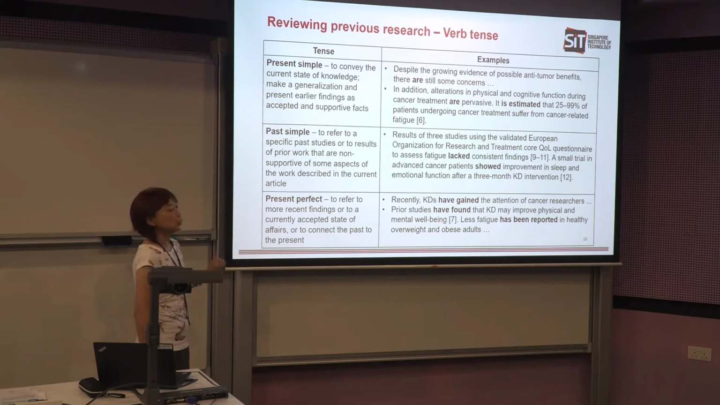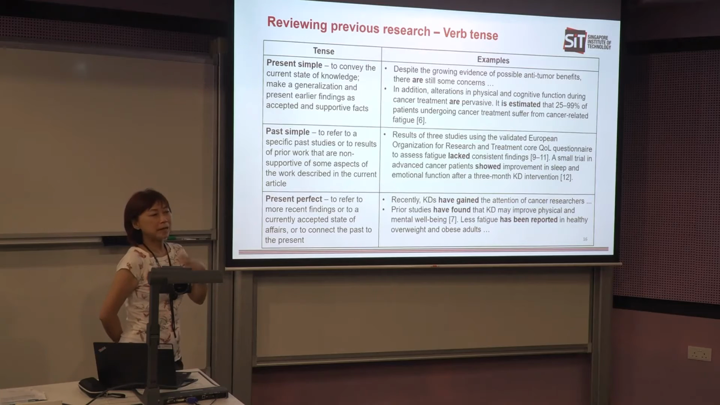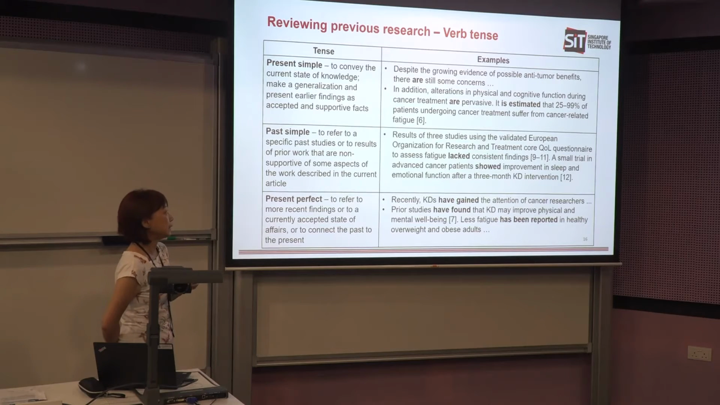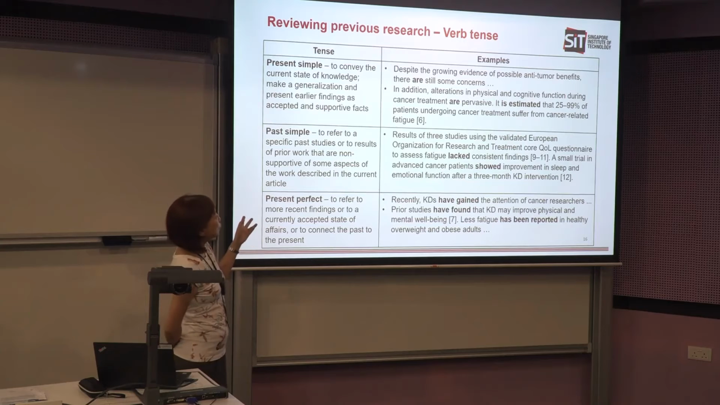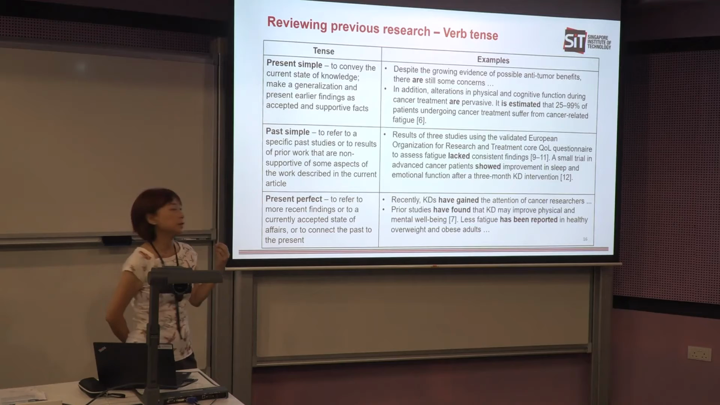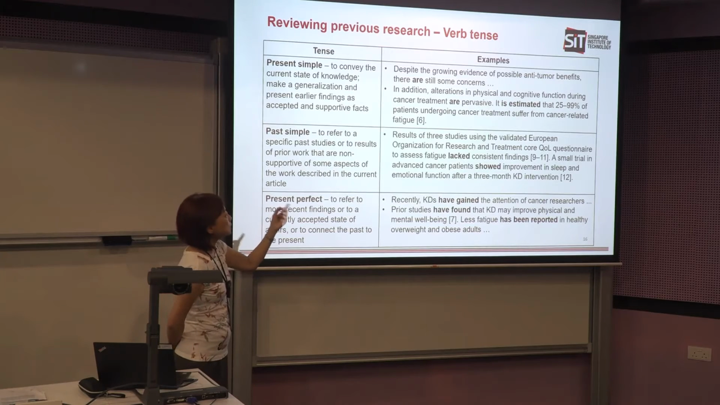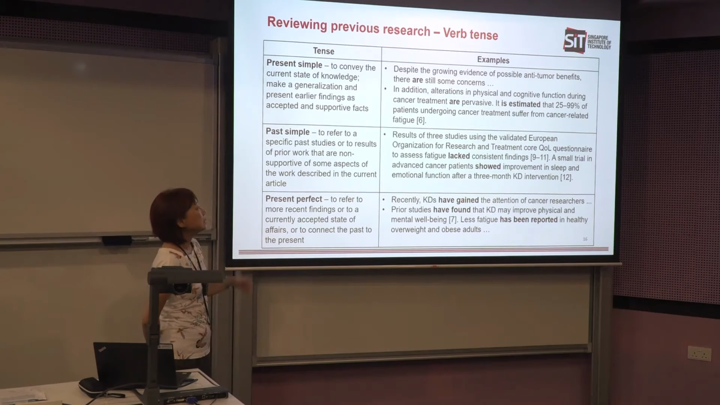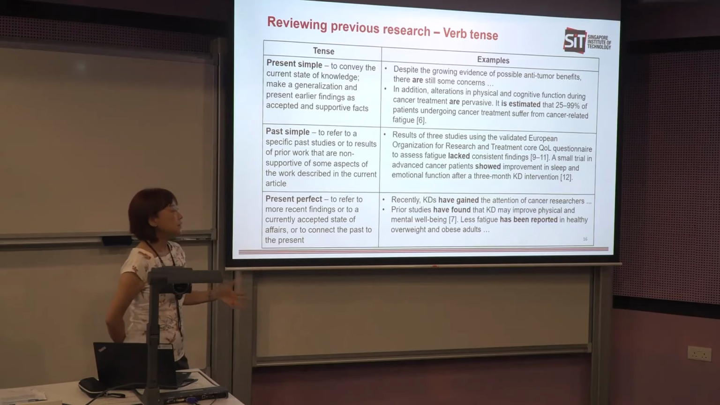Past simple can be used to refer to specific past studies or to results that are non-supportive of some aspects of the author's work. It's something that the authors may not agree with. They might use the simple past to indicate that. So here we've got only the first instance. We don't have examples showing the second one. So you've got "the results of 3 studies lacked consistent findings," just reporting what they realized from these 3 studies. "A small trial showed improvement," okay?